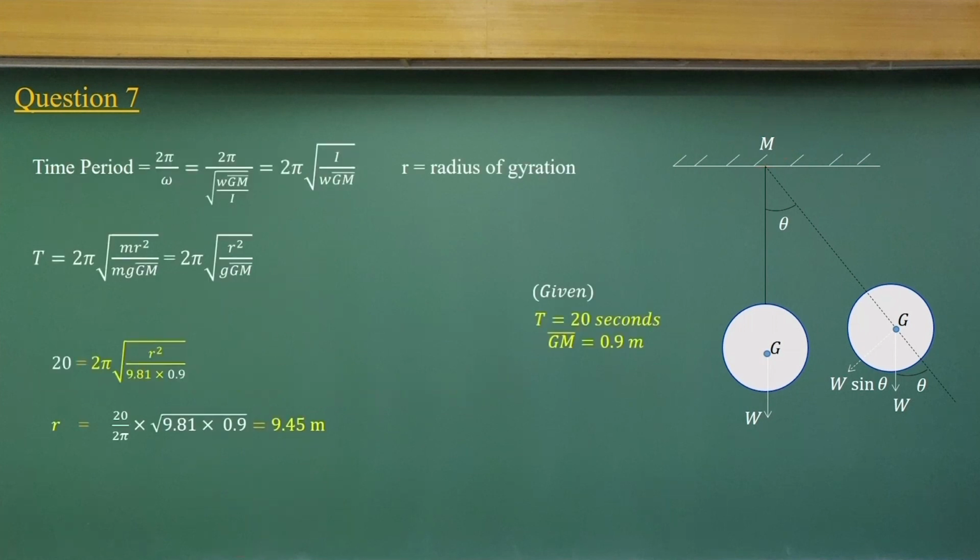So, the return period or time period will be 2 pi radian by angular velocity, which is known from this part. If r stands for radius of gyration, we will compute the capital T value in terms of r squared. We know the GM value, substitute it, then I will get r as 9.45 meters. Okay, r will be 9.45 meters.